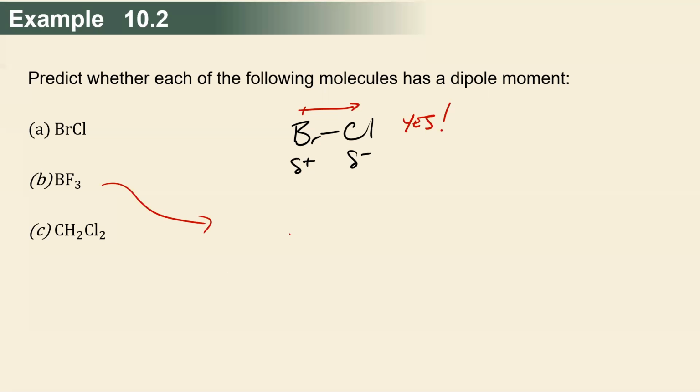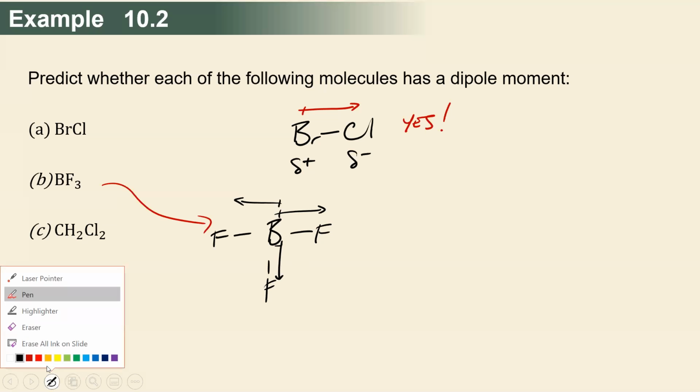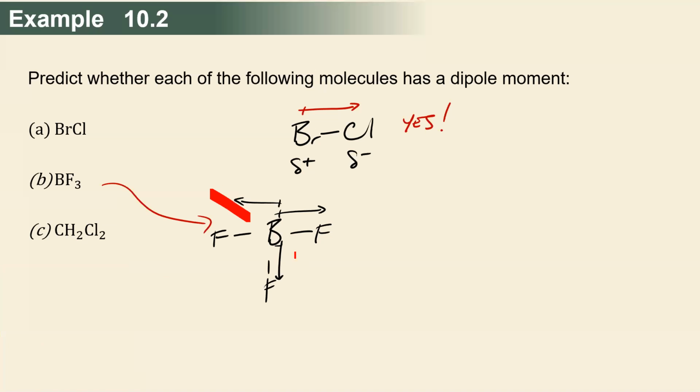Let's take a look at BF3. Now, if we didn't know anything about our geometries, we might write BF3 like this. And if we did that, which of these is more electronegative, boron or fluorine? Fluorine, for sure. If we did that, we might draw our bond dipoles this way, and we might say, okay, the one on the left and the one on the right cancel out. And so the overall dipole must be from the boron to the fluorine at the bottom. Don't do this, because you know geometry now.